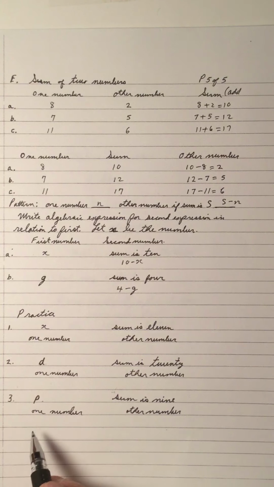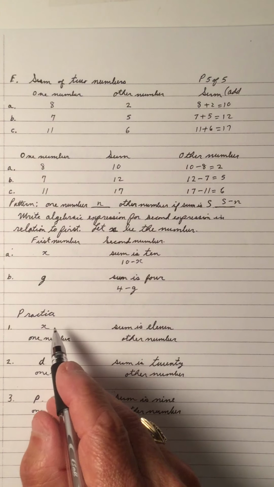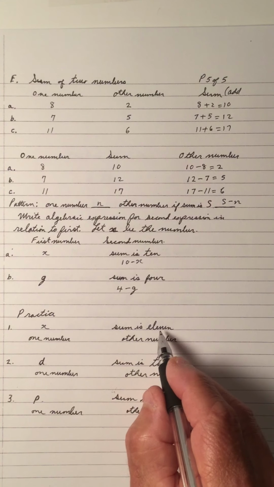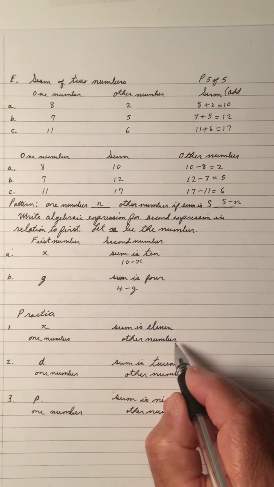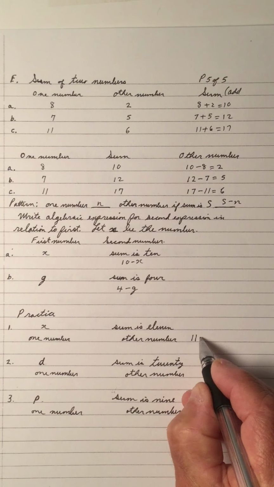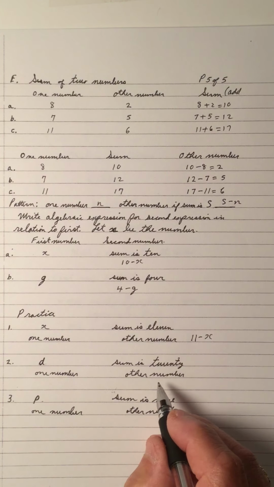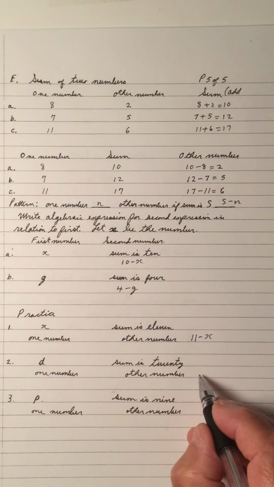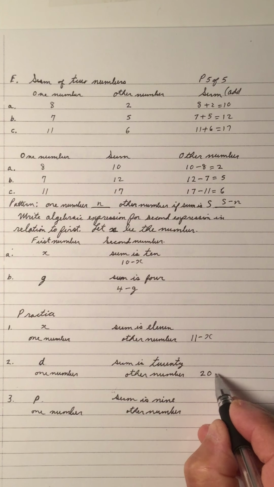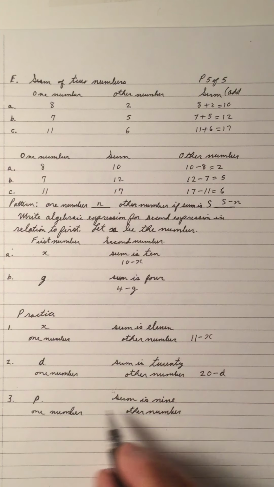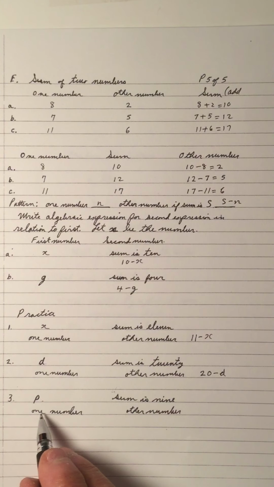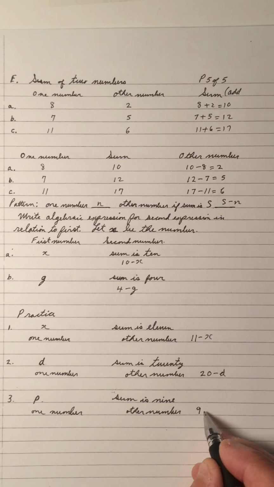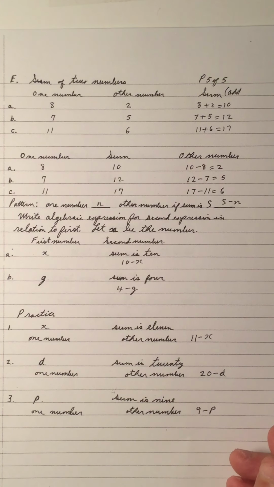And practice: pause the video and work these 3 out. We have one number is x and the sum is 11. What's the other number? The other number must be the sum, which is 11, minus x. Number 2, one number is d and the sum is 20. Then the other number must be the sum minus d. And number 3, one number is p, the sum is 9, and the other number must be the sum, which is 9, minus p.